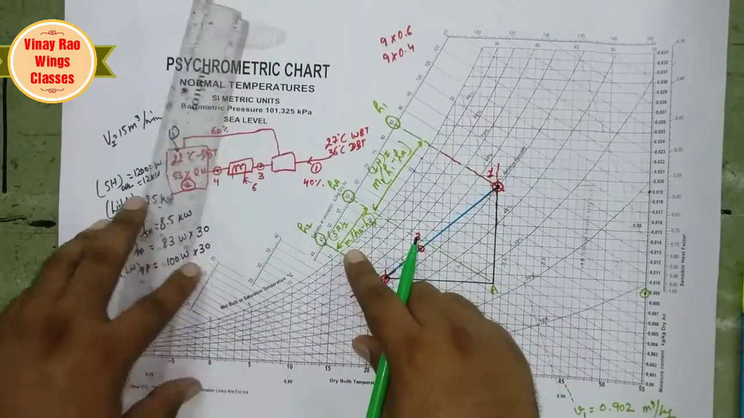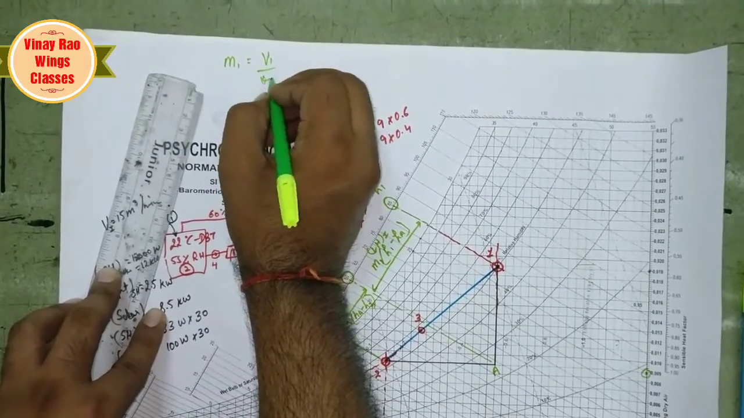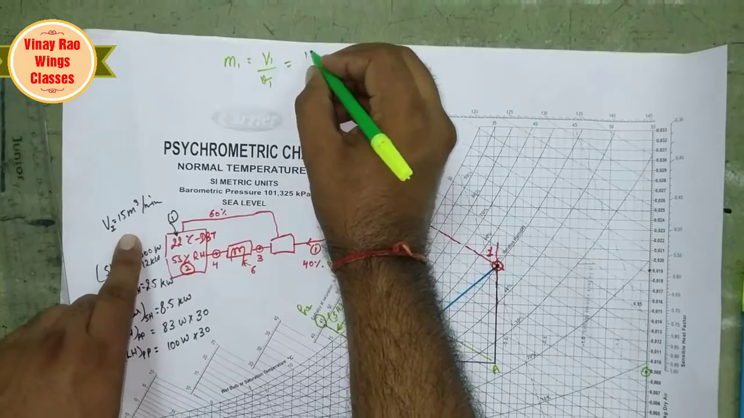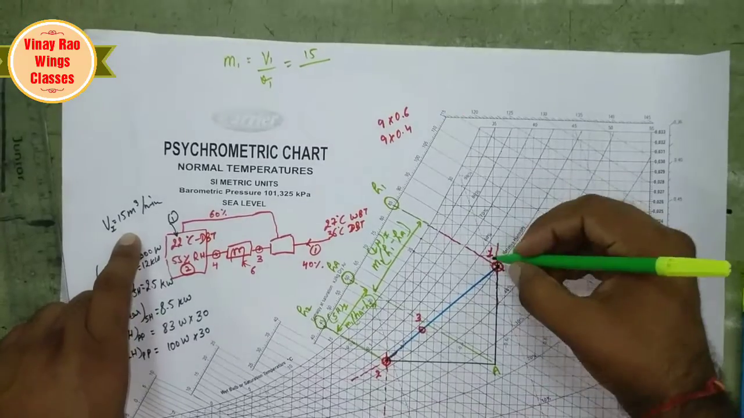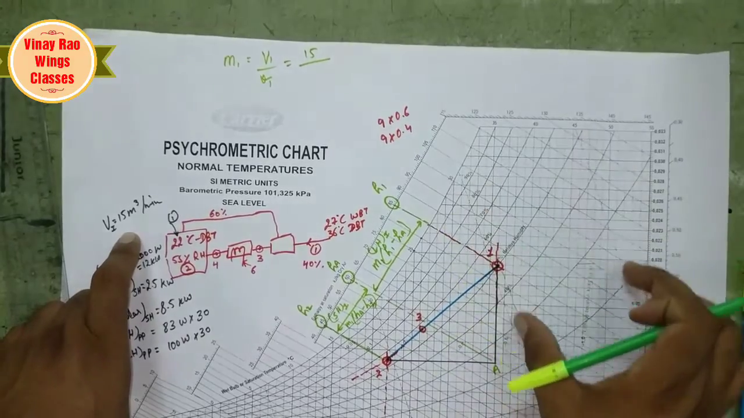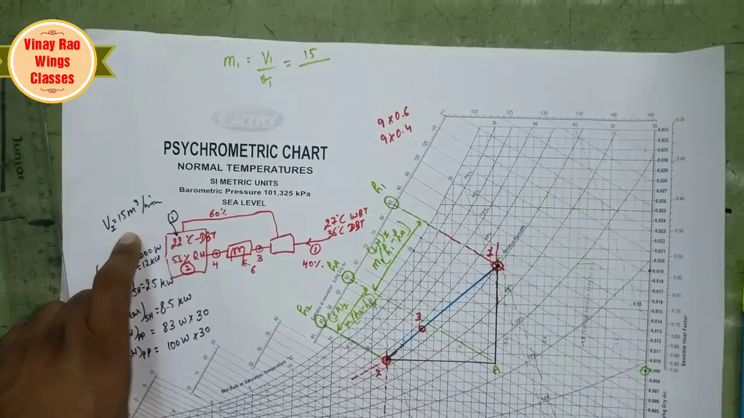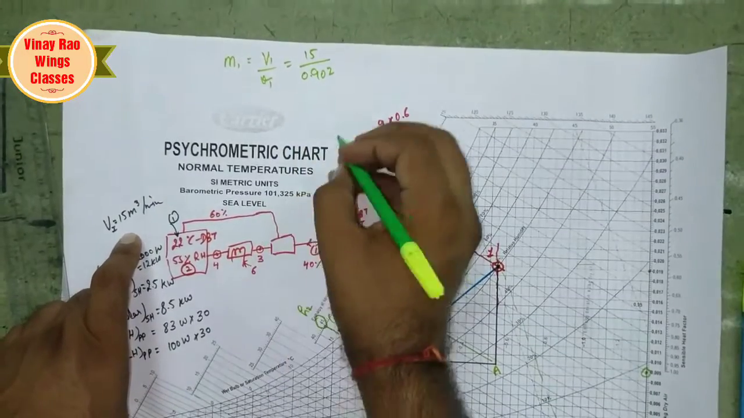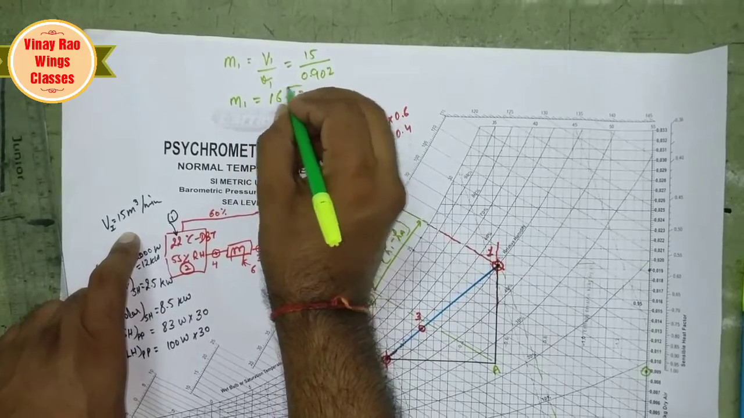How can we find out the value of M1? I will explain over here. M1 is equal to V1 upon specific volume at 1. It is 15 meter cube per minute, given in the numerical, and small v1 is calculated with respect to this point, because these are specific volume lines. So at this point it is 0.902. We got the result. I am directly writing down the result: M1 is equal to 16.63.